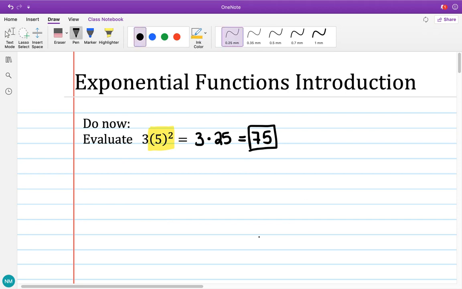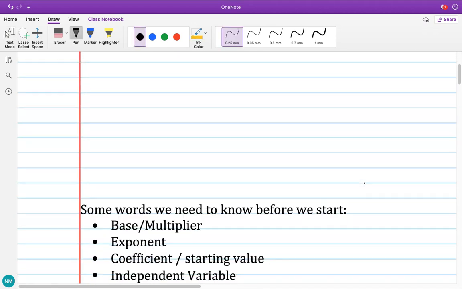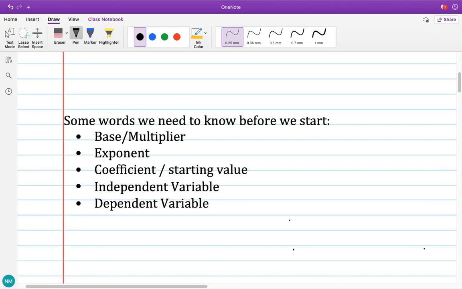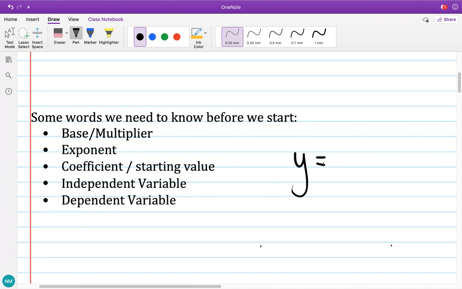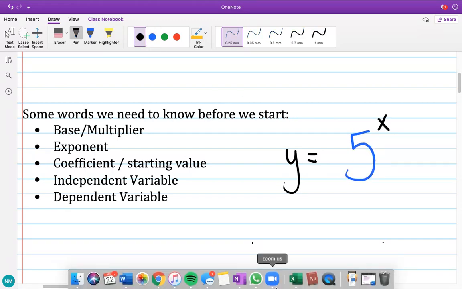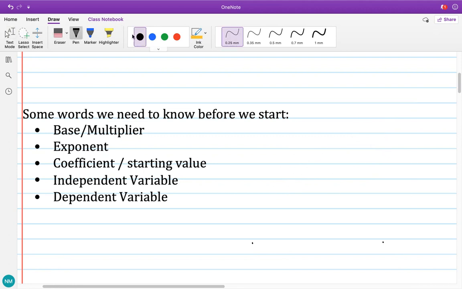Now, let's talk about what an exponential function is. Some words you need to know, we'll talk about them as we go. I'm going to give you an equation first. So if I have something like y equals 5 to the x power. Okay, I'm going to draw this a little bit less obnoxiously. So y equals 5 to the x power.